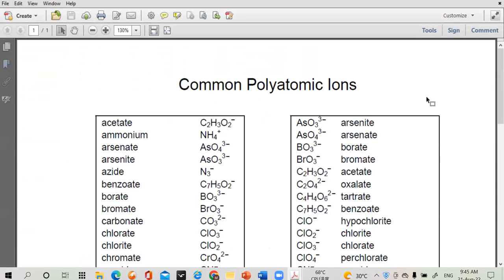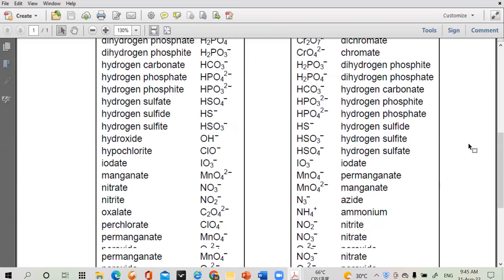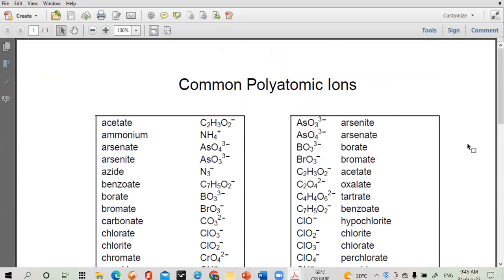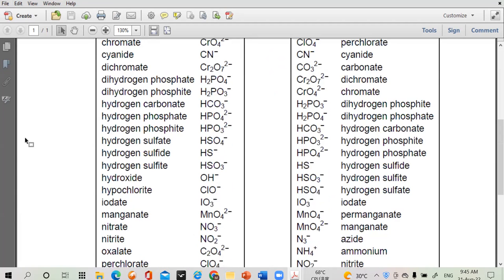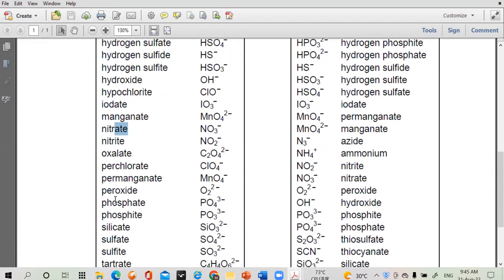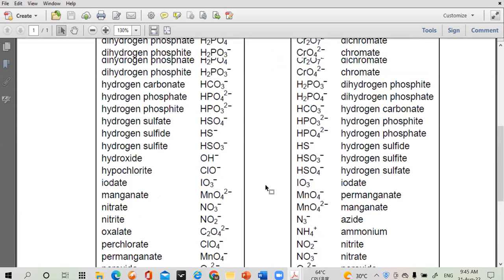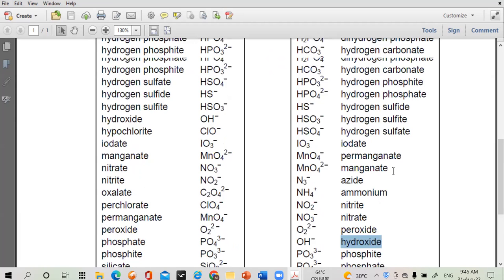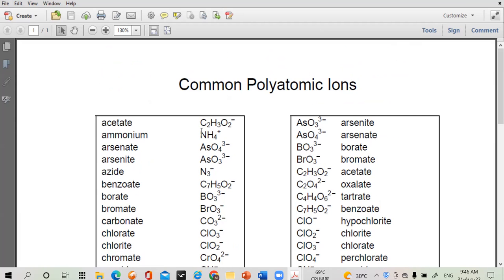These bad babies, I'm sure you've seen them before, right? In general chemistry. But yes, you need to memorize almost all of them. Mostly. I would definitely memorize all the ones that have an 8. And hydroxide. You understand? And ammonium as well.